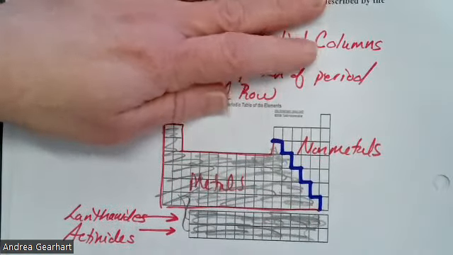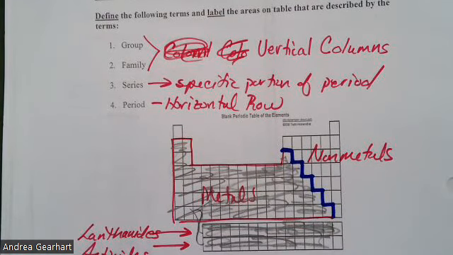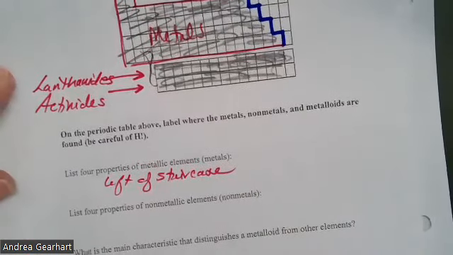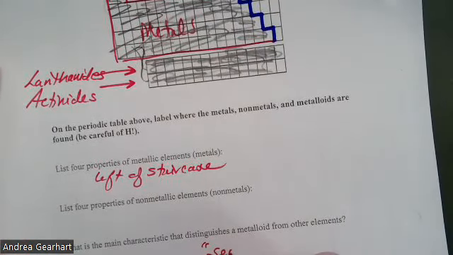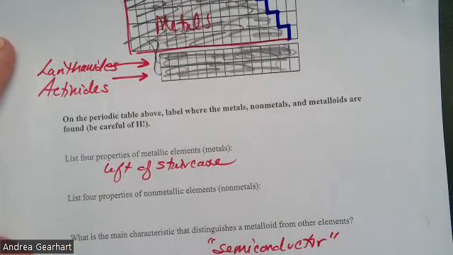Now, we know we have this small category that we call metalloids, but an element is either going to react like a metal or a non-metal. We only consider something to be a metalloid if we're looking at electrical conductivity. That is it. I know we talked about that before. So what is the main characteristic that makes a metalloid a metalloid? It is a semiconductor, which is perfect for our technology.